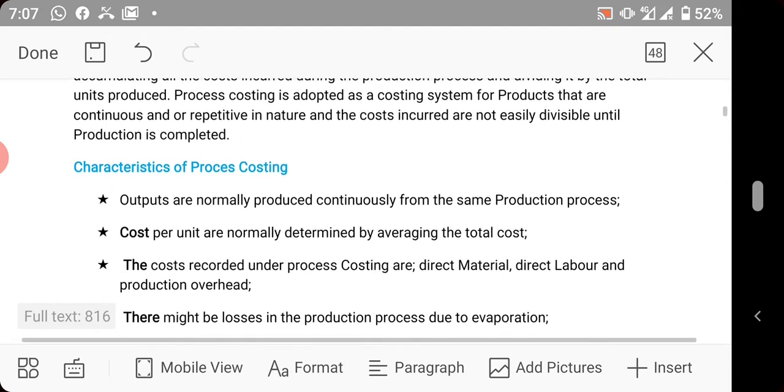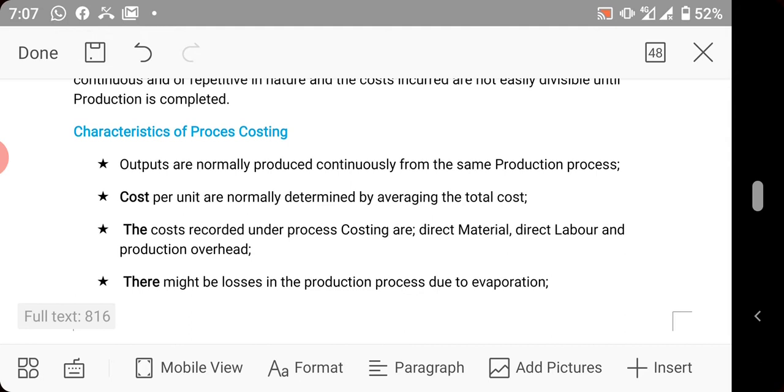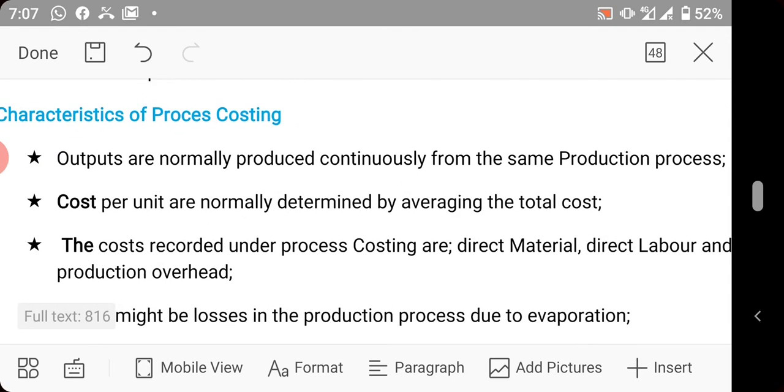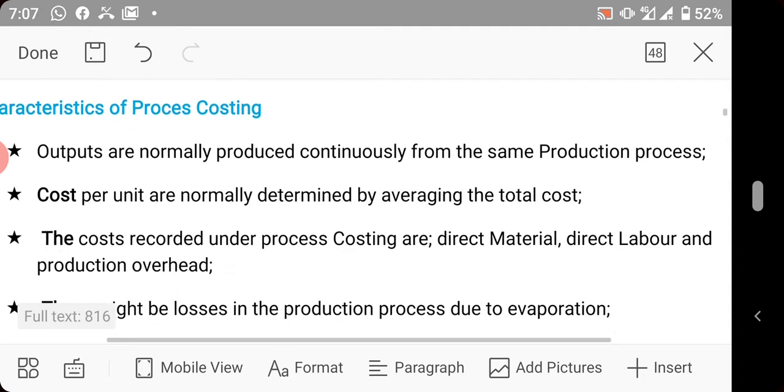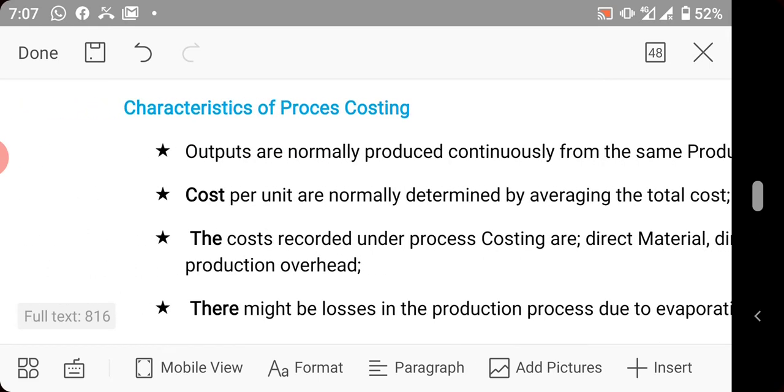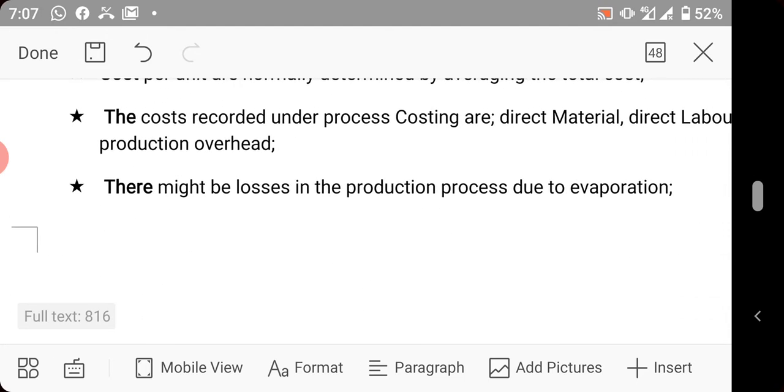In order not to waste time, we can look at characteristics of process costing. There are many characteristics of process costing, but these few are identified here. The first one is that products are normally produced continuously. 2. Cost per unit is normally determined by averaging the total cost. 3. The costs recorded under process costing are direct material cost, direct labor cost, and production overhead cost. Then another one is there might be losses in the production process due to evaporation or whatsoever you can think of. But just note, there will be losses in the production process.